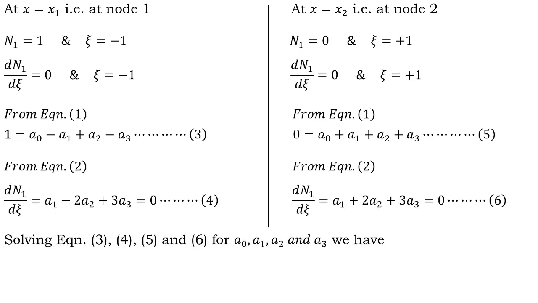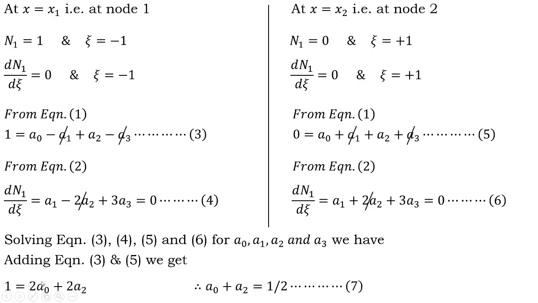Now how to solve that? First we need to add the equation number 3 and 5. When I add the equation number 3 and 5, minus a1 plus a1 will get cancelled. Similarly when I add this minus a3 plus a3 will get cancelled, left with a0 and a0, it is 2a0, and a2 and a2 it is 2a2, that will be equal to 1. So that is what I have shown in the next equation. So that is 2a0 plus 2a2 is equal to 1. Therefore a0 plus a2 is equal to 1 by 2. After taking the 2 common and sending it to the other side, a0 plus a2 will be equal to 1 by 2. Let us take this as equation number 7.